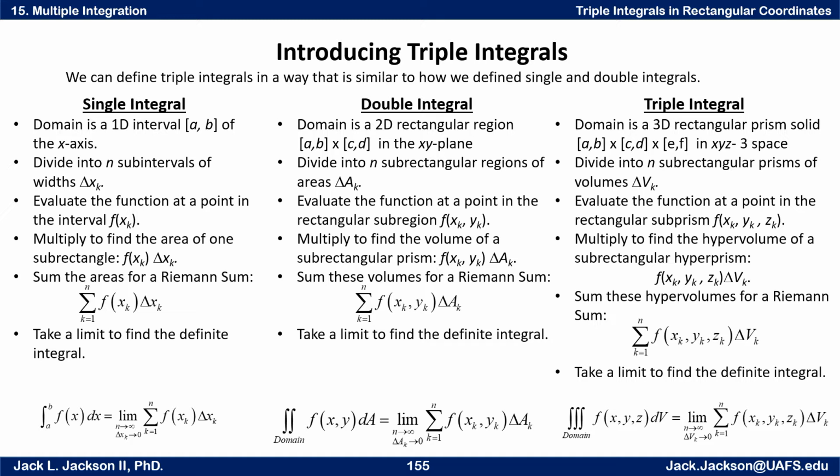So you sum these things for your Riemann sum. You've got your f values times your delta v's, and you sum those all up. That's your Riemann sum. Now, again, take a limit as n goes to infinity and those delta v's go to 0, and we have a triple integral. So it generalizes very nicely from what we've done in 1 and 2 dimensions.